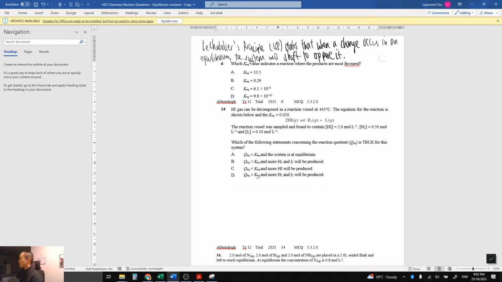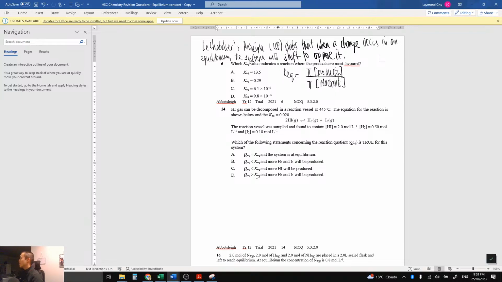Jumping on to question 6, this one's from Abbotsleigh Year 12 2021. Multiple choice: which KEQ value indicates a reaction where the products are most favored? So what is KEQ first of all? KEQ is our concentrations: the product of our concentrations, multiplied together to the power of whatever coefficients they are, over the multiplication of the reactants to their powers.